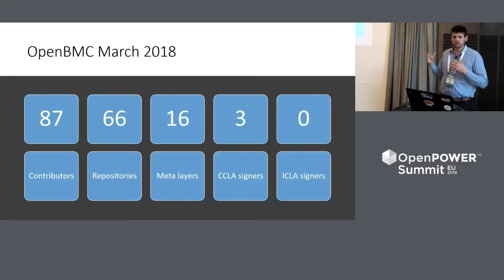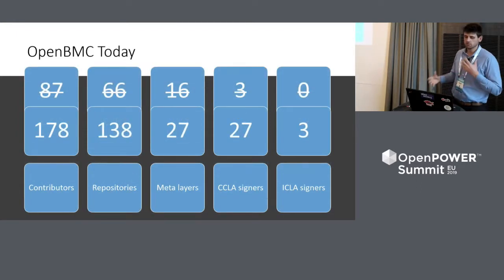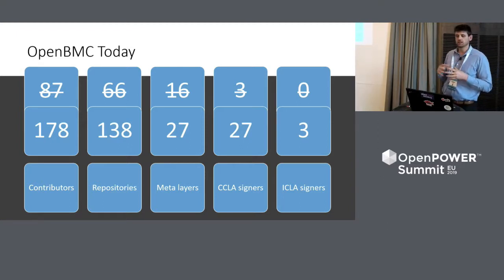This is OpenBMC in March of 2018, just a few weeks after becoming a Linux Foundation project. You can see the number of contributors, repositories. You can see the number of corporate contributor license agreement signers was only 3. And this is OpenBMC today. You can see the number of contributors and number of repositories has doubled. The number of CCLA signers has gone up significantly.